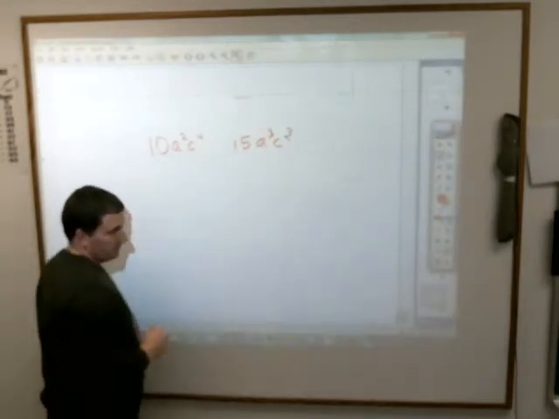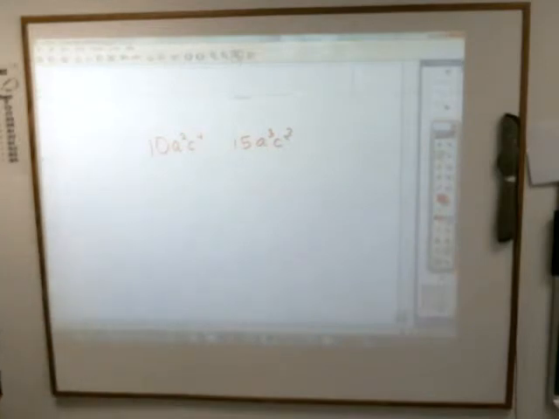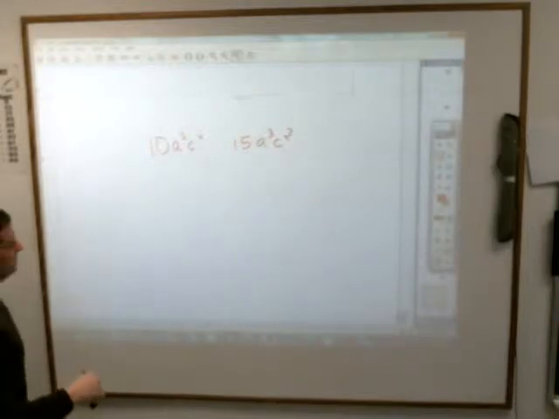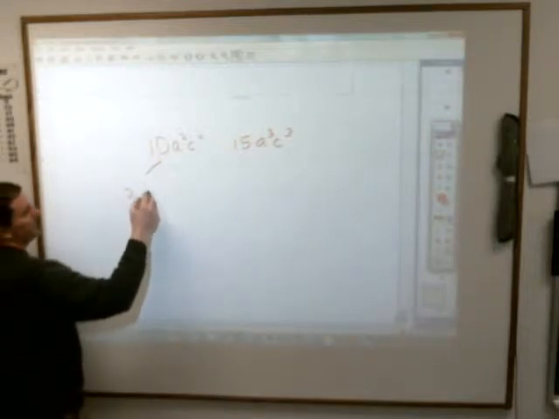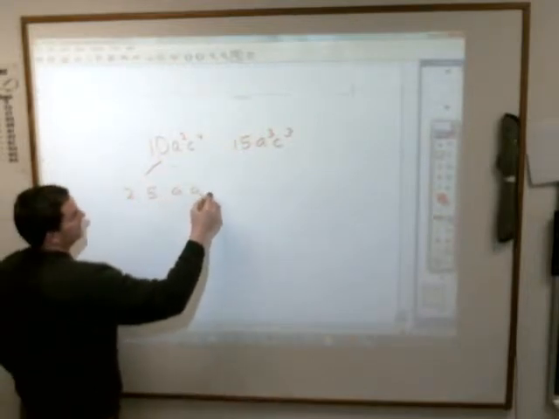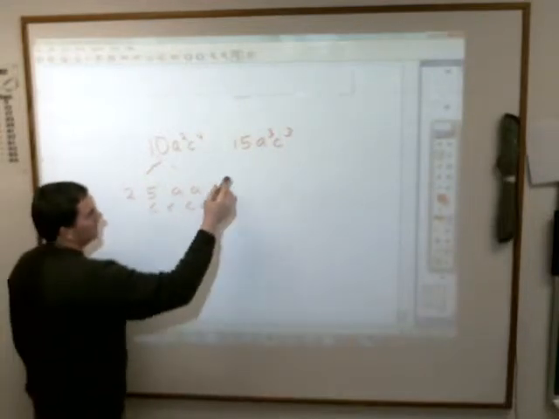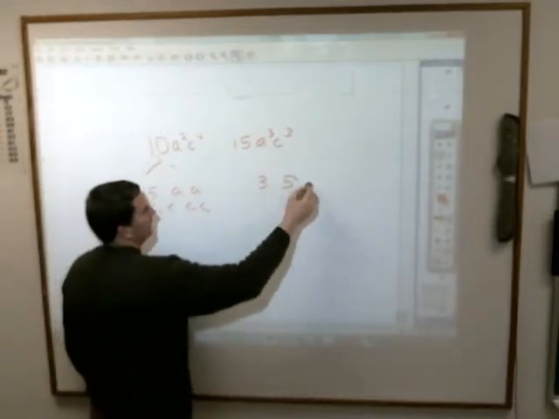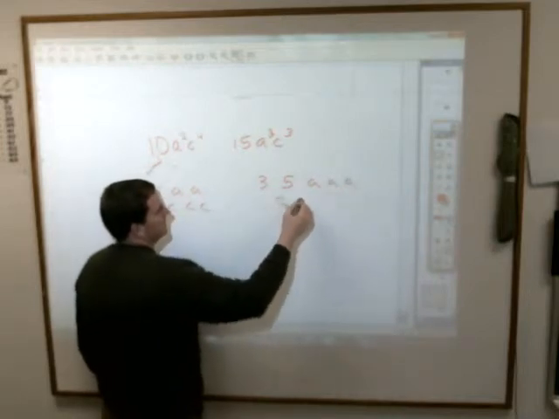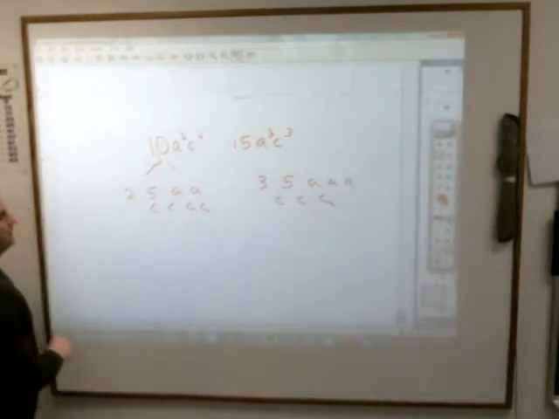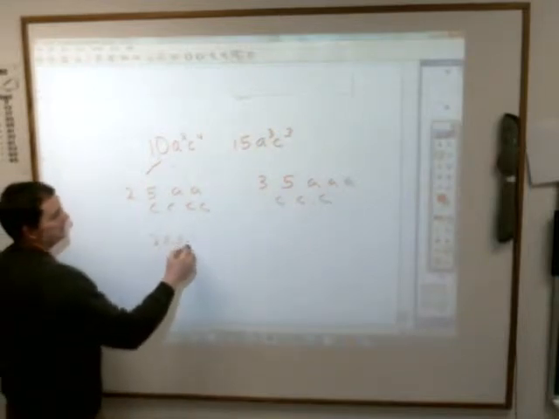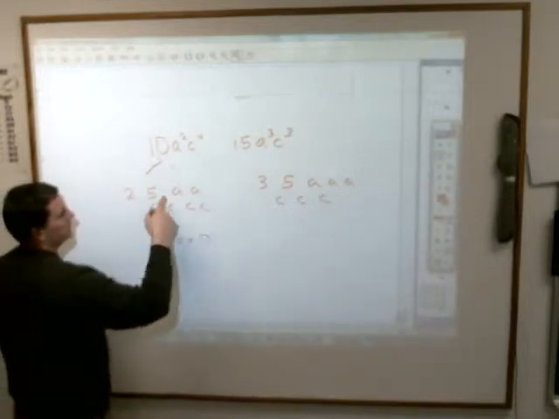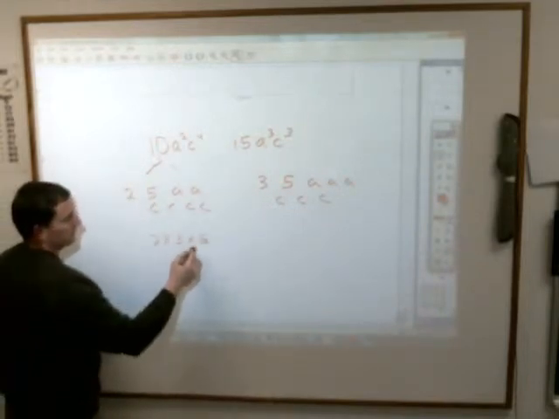Okay, you really don't have to do everything like this, but I'm going to break it down, and then you could say, well, I understand this, and I don't have to do this. If you were prime factorizing these, 10 is 2 times 5, and then you get 2 A's and 4 C's. 15 is 3 times 5 and 3 A's and 3 C's. If you take the group that has the most of everything, you get a 2 times a 3 times a 5. If they both have the same, you just take one.